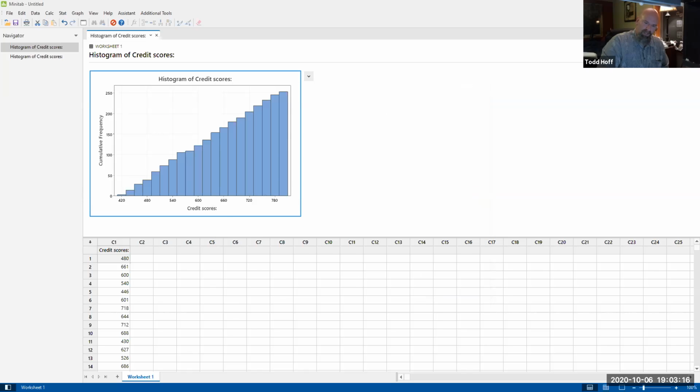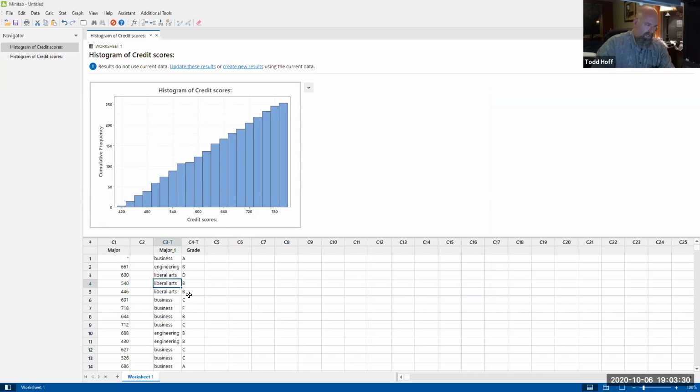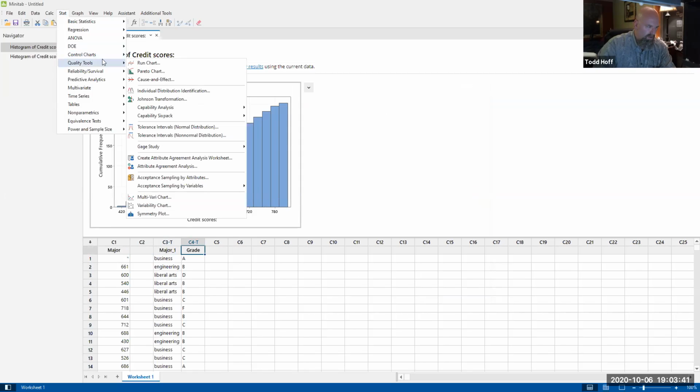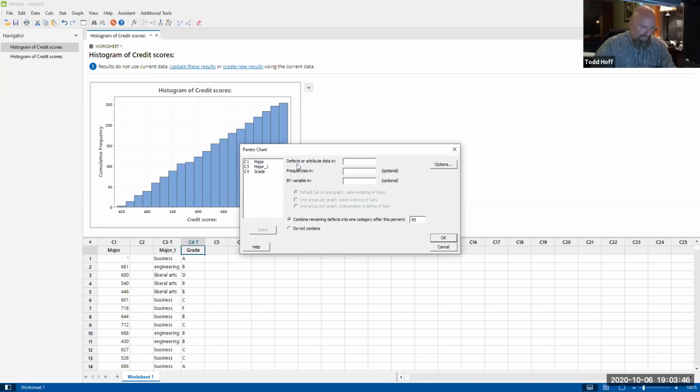Well, let's look at a Pareto chart. A Pareto chart is used, in quality control, for showing occurrence of defects. So what we're going to look at here is what major students are and what grade they got in a certain course. So I'm going to go to Stat menu, Quality Tools, and in Quality Tools, it's Pareto chart. So now we need the defects. What are our defects that we're looking at? Well, we're looking at the grade.